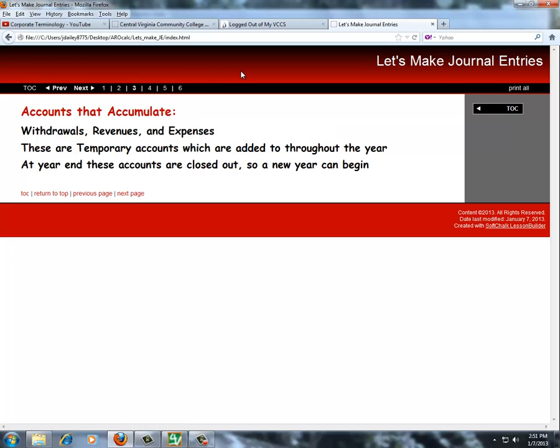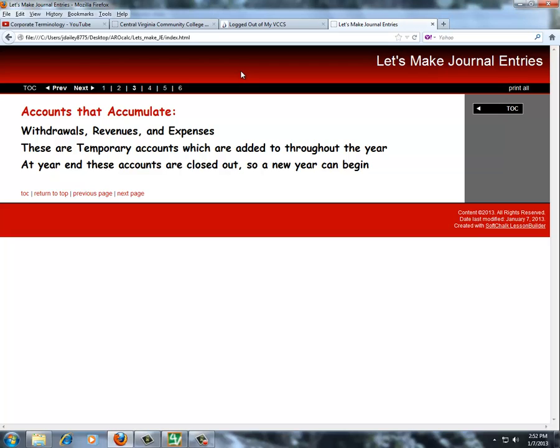Of the 6 type accounts, 3 of them are going to accumulate, meaning that they build throughout the year so that I know at the end of the year the total amount that has been used for these accounts. And the ones that accumulate are withdrawals, revenues, and expenses. These are the temporary accounts, also known as nominal.